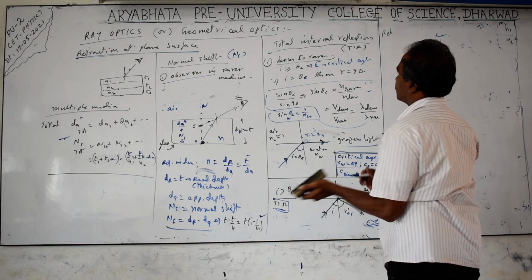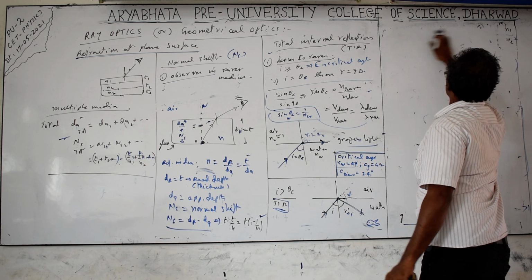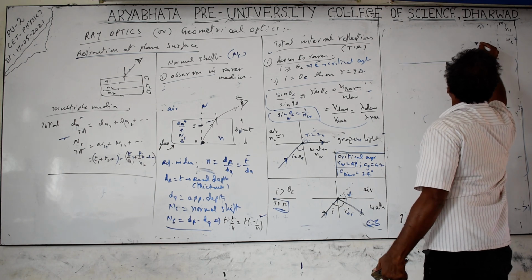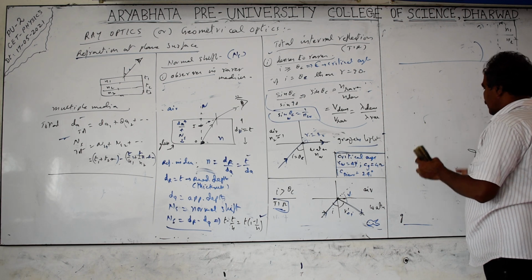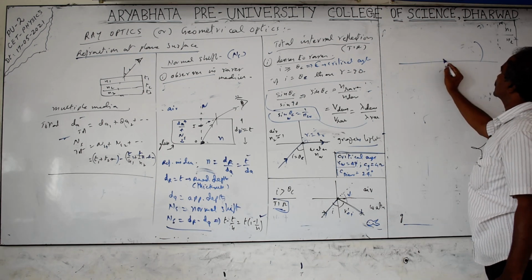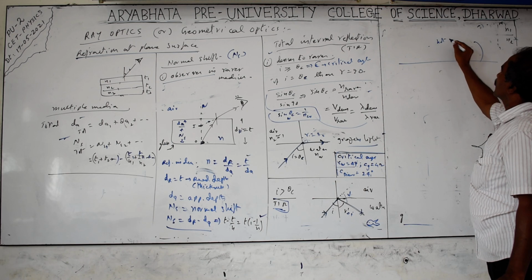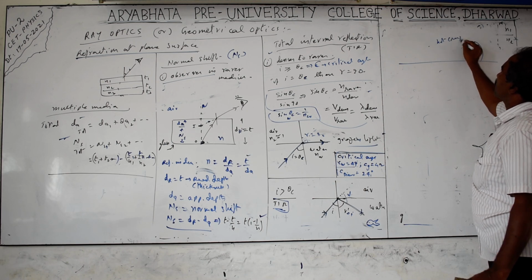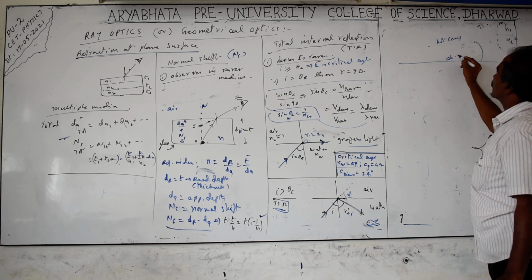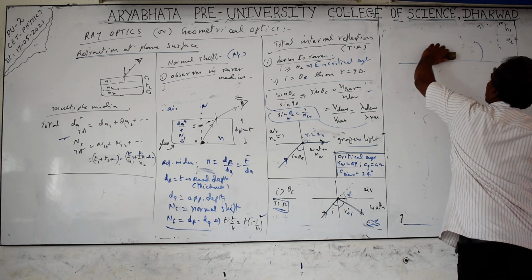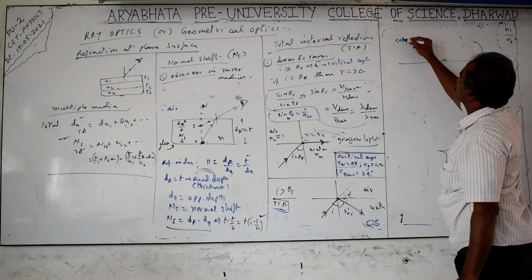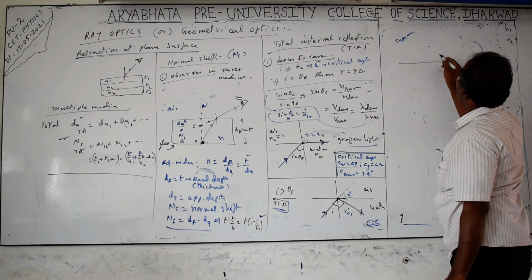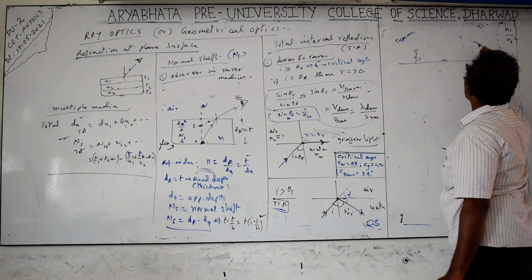The applications of total internal reflection. Mirage formation: if a tree is at some distance, in desert areas, you can see it on the roads also during the summer season, because the air gets heated up from the surface. Hot air is a rarer medium, where the distance between the molecules is more. Cold air is comparatively denser. You are seeing a distant tree from here.